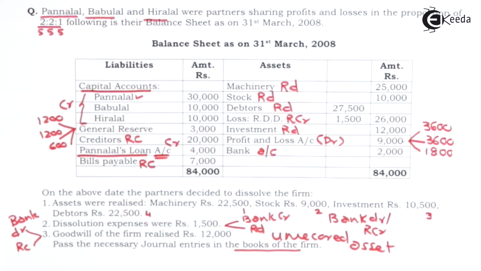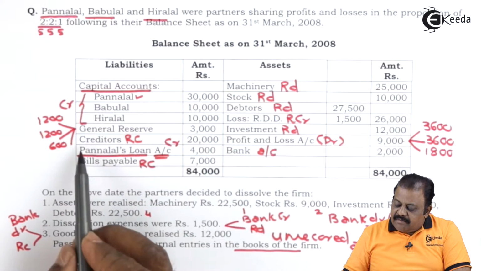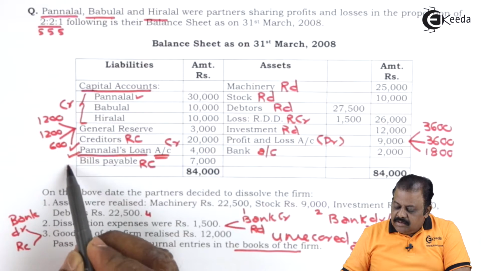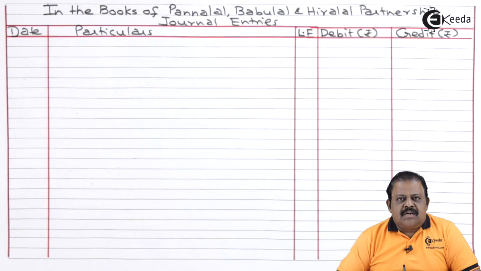Now here they have not given any information about payment of liabilities. In that case, still we are required to pay creditors, Pannalal's loan, bills payable. Without payment of liabilities, dissolution cannot be completed. So even though there is no information about payment of liabilities, we should assume that liabilities are paid and accordingly entries are required to be recorded. Let us start with the journal entries.